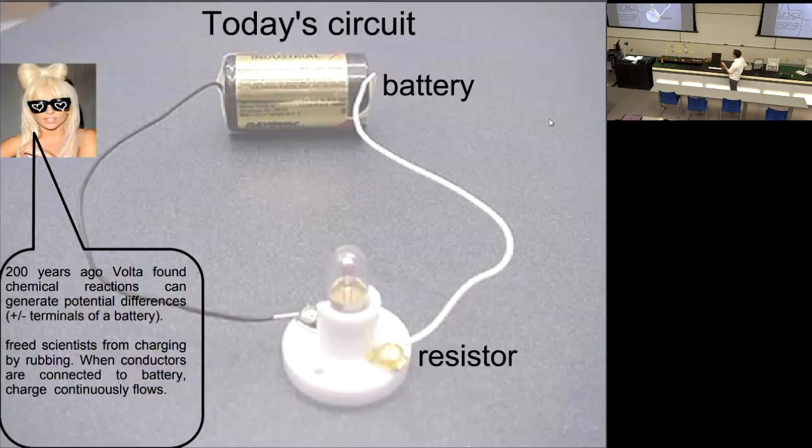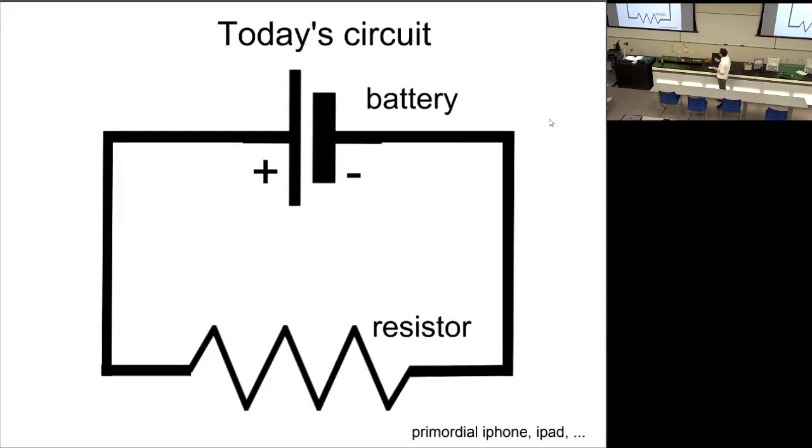Okay, so this circuit here, the primordial circuit, contains the battery. It contains a resistor, which in this case is just a lamp or a light, and we'll say what a resistor really is. The circuit is completed by making a complete loop with this wire on the left and this wire on the right that connect the positive and negative terminals of the battery to the two terminals of the resistor. Here's how we might sketch that circuit.